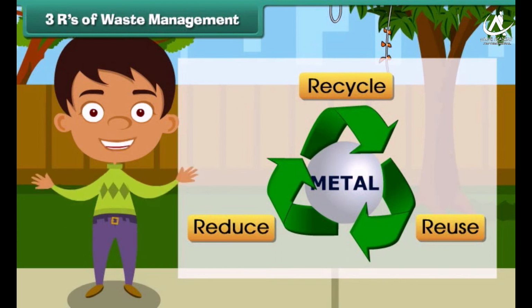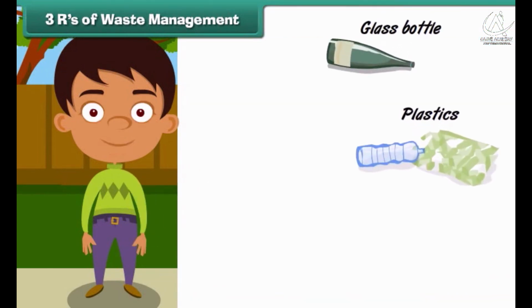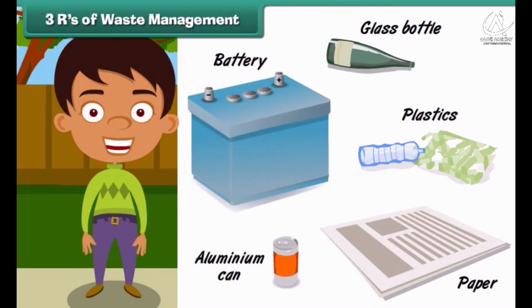The first R stands for recycle. Recycle is to process old, used items in a way that they can be used to make new products. For example, items made of glass, plastic, newspapers, aluminium cans, and batteries can be recycled to make new products.